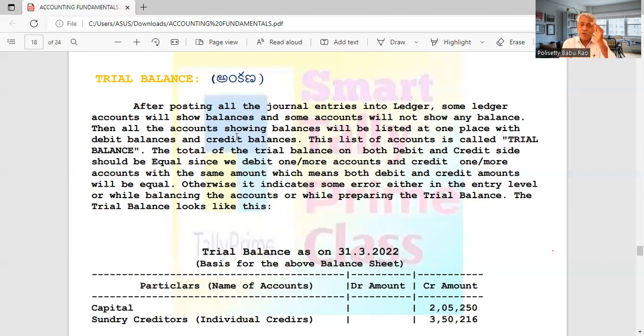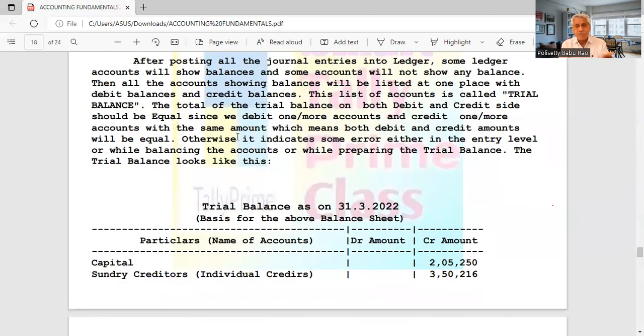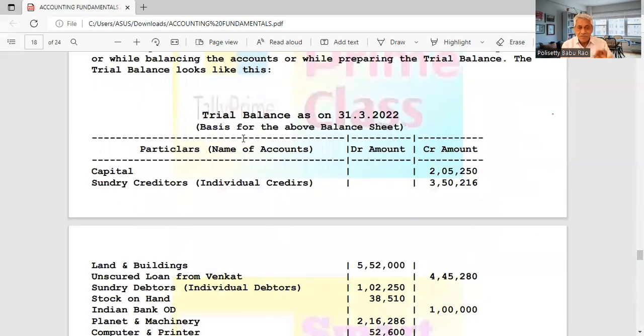The error may be while recording in the journal, or while posting into the ledger, or while balancing the ledger, where you made a mistake. Everything else may be okay, but while taking the balances into the trial balance, suppose there is a debit balance in one account, and by mistake we entered it on the credit side. It's an error. Whatever it may be, definitely there is an error. Then we have to check all the errors.